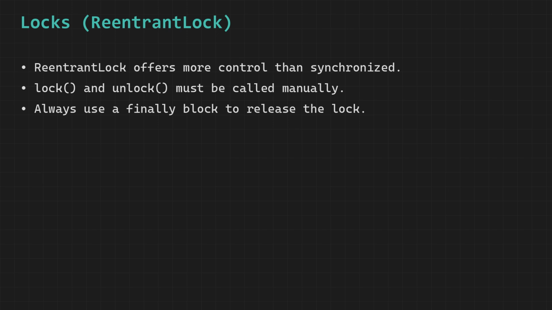However, with great control comes great responsibility, because unlike simpler synchronization mechanisms, the programmer must manually ensure that the lock is released after the work is done, and this is where the try finally structure becomes extremely important, because it guarantees that the key is always returned no matter what happens during the execution of the protected code.